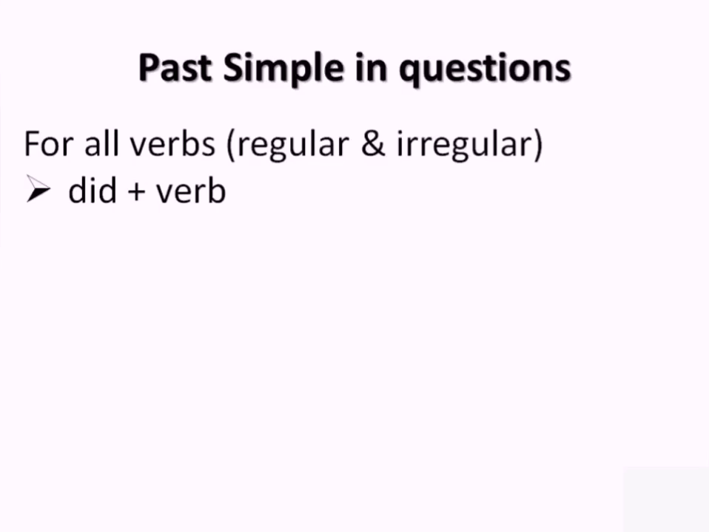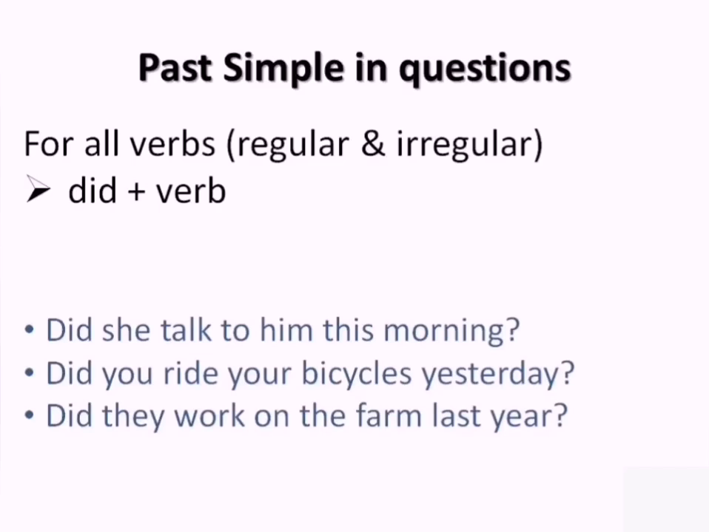Past simple in questions, for verbs regular and irregular. We use the auxiliary verb to do, but we need the past simple tense, which is did, plus the infinitive form of the verb. For example, did you talk to him this morning? Did you ride your bicycle yesterday? Did they walk on the farm last year?